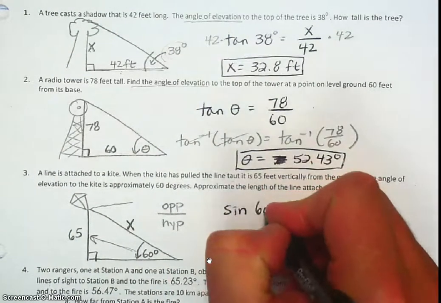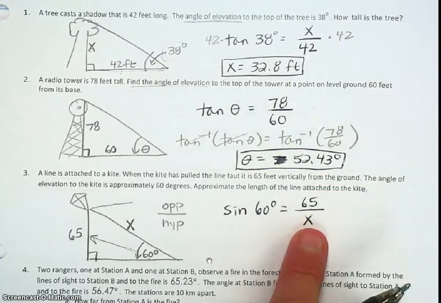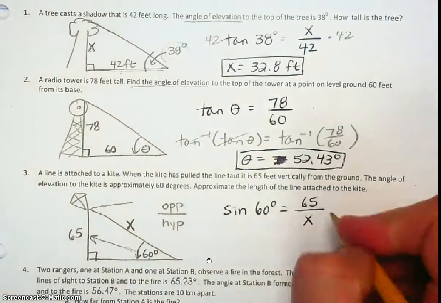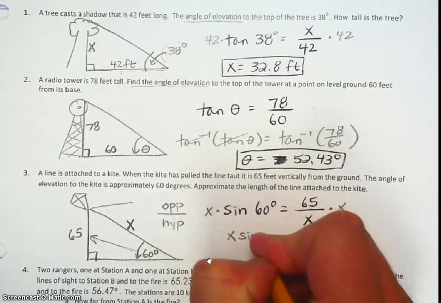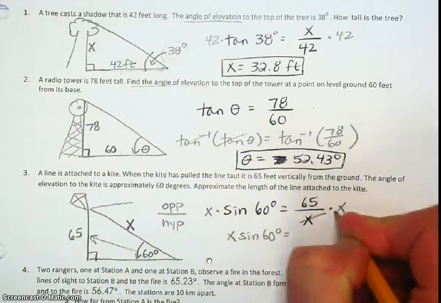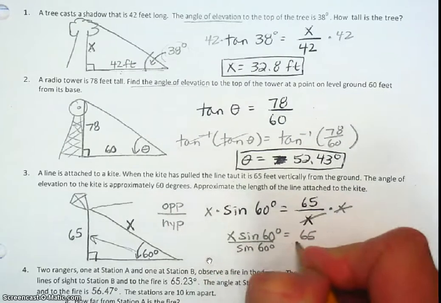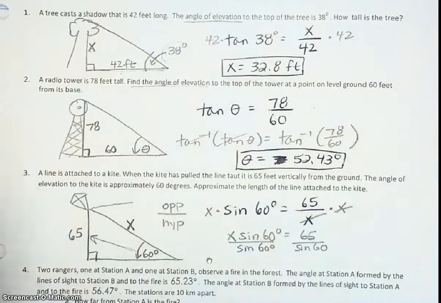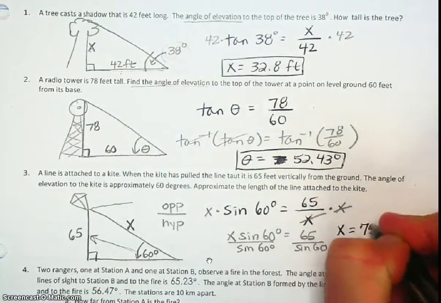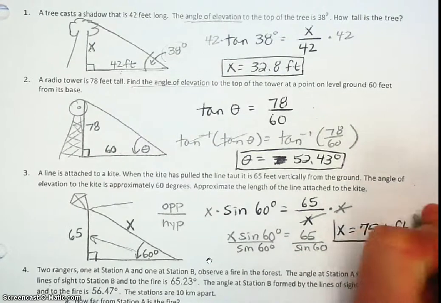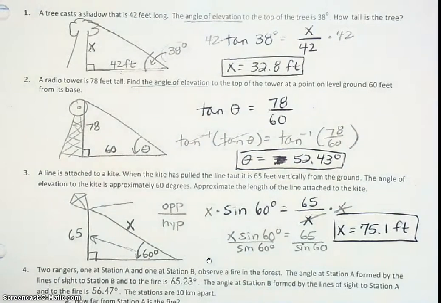So here we're going to go sine of 60 equals opposite over hypotenuse. Now we had some of these problems on the back of your worksheet today where you had x on the bottom. So we're going to multiply both sides by x and get x sine of 60, and here the x's cancel. You have 65. Remember we said if it was division, then we were going to divide by the sine of 60 rather than multiply by the sine of 60. And when you do that, you end up with x equals 75.1 feet. And again, you can type that in your calculator: 65 divided by the sine of 60.